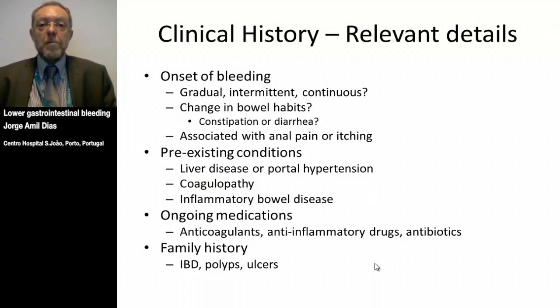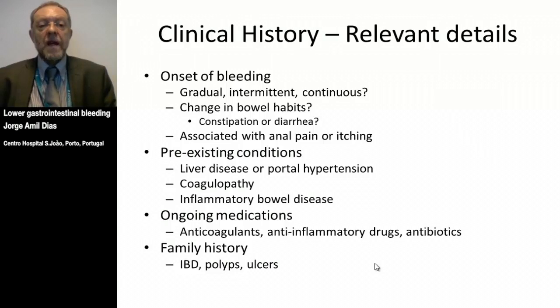We want to know whether the patient has pre-existing conditions about his health, if there is liver disease or portal hypertension, because this might call for hemorrhage from the esophageal varices or gastric varices, if there is a coagulopathy, or if the patient already has been diagnosed with inflammatory bowel disease, which might then be the most likely cause for the bleeding.